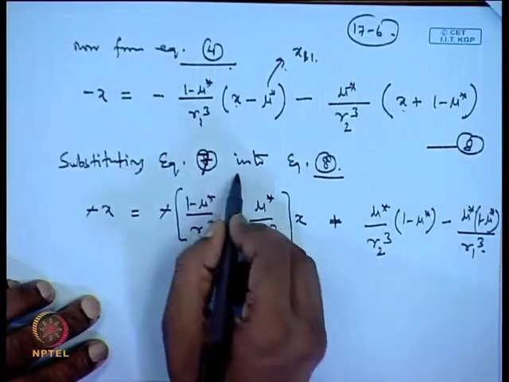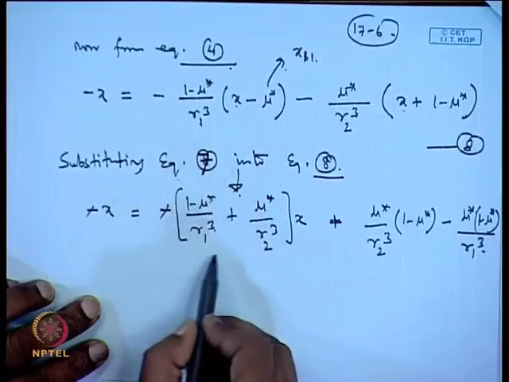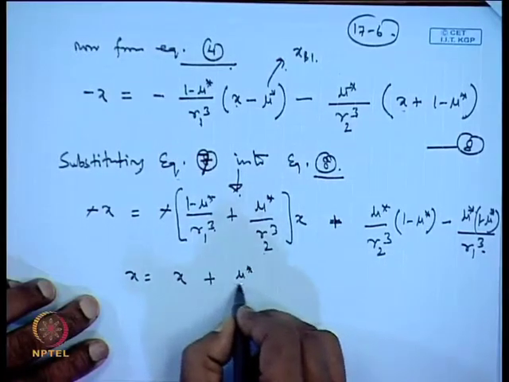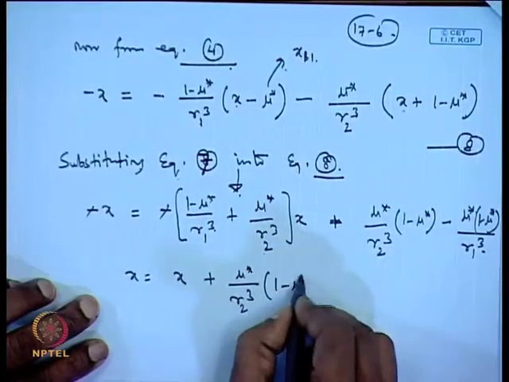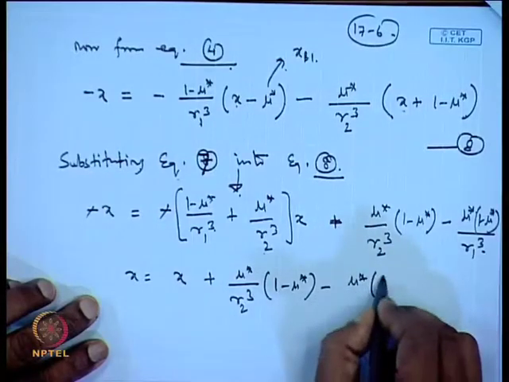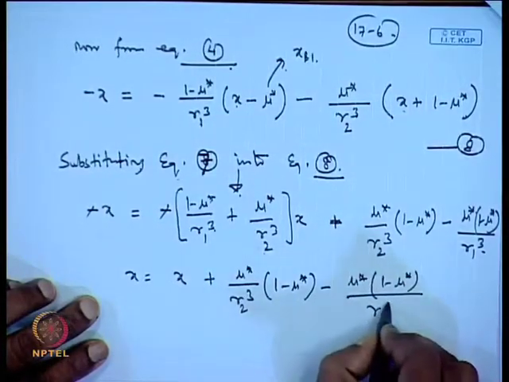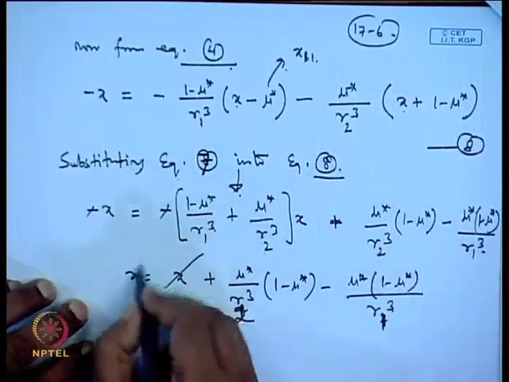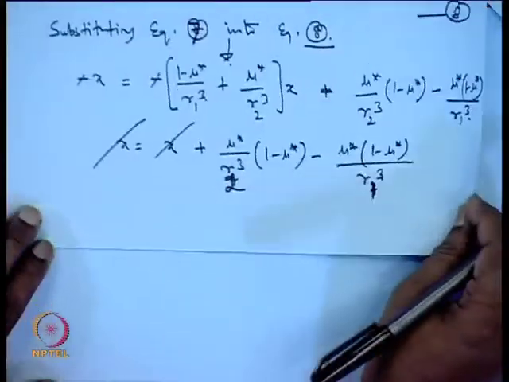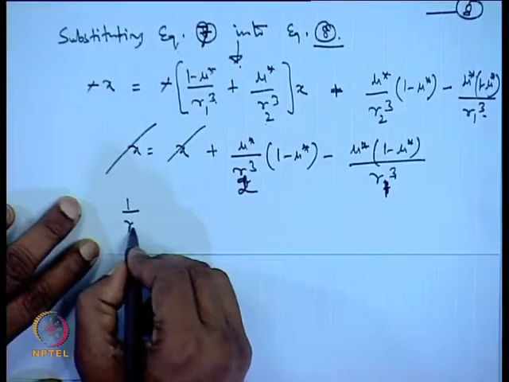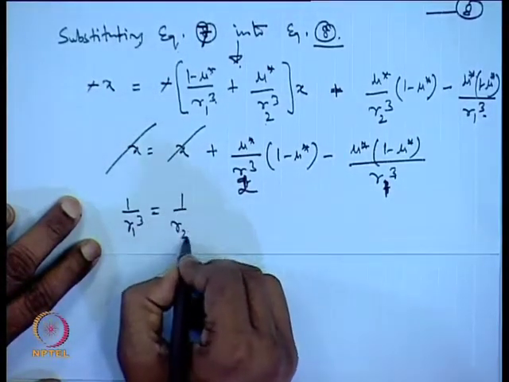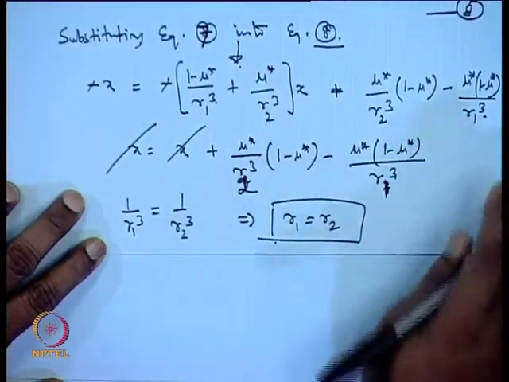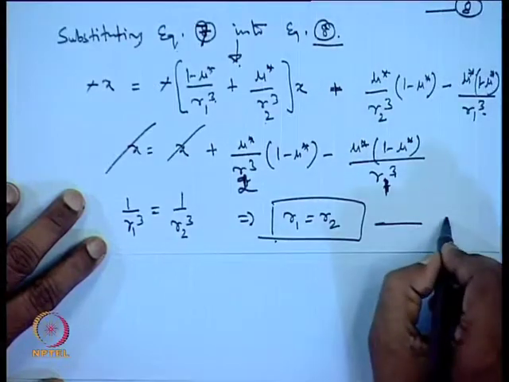So, if we substitute from equation 7 this quantity into this, this becomes x is equal to x plus mu star by r 2 cube times 1 minus mu star, and this is r 1 cube. Okay. So, these two cancel out, leaving us with r 1 cube is equal to r 2 cube. So, this simply implies r 1 is equal to r 2. So, this is our result number 9.